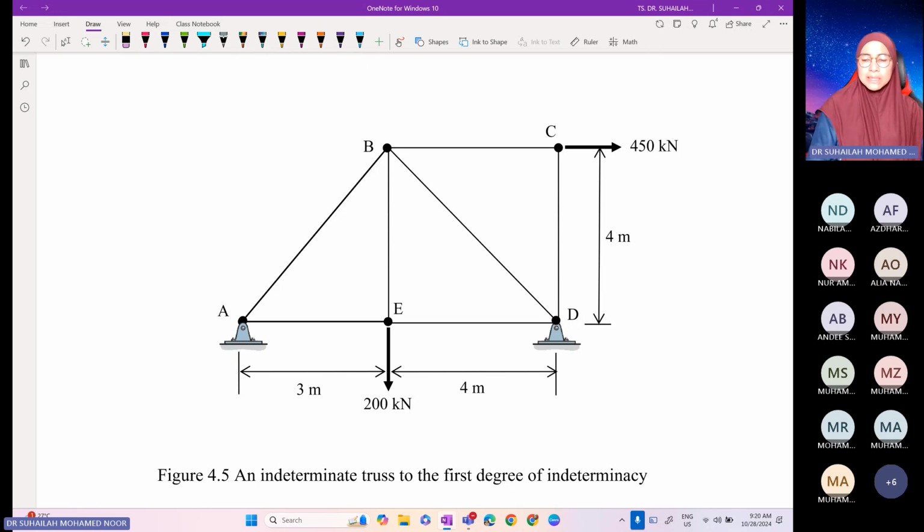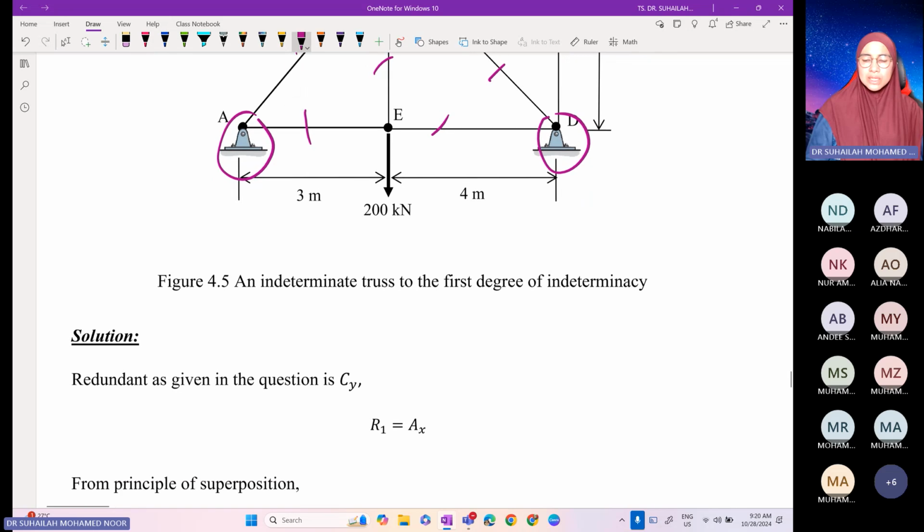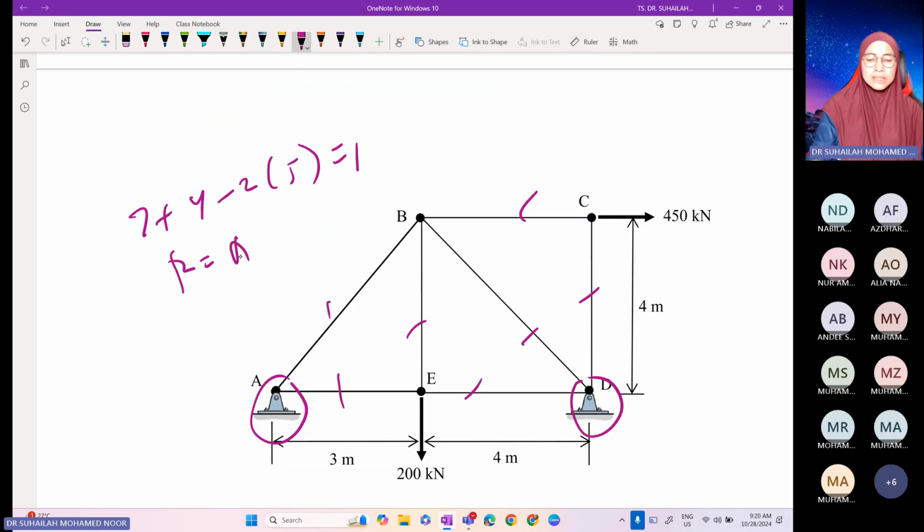Okay, so kat sini macam biasa, kita kena check DOI, M plus R minus 2J. 1, 2, 3, 4, 5, 6, 7, M is 7. Plus R come from 2 pins, so 4, minus 2J, join adalah 5, so sini 1. Tengok dah tahu dah, redundant ni adalah reaction. So kat sini dia bagi AX as redundant. AX as the redundant.